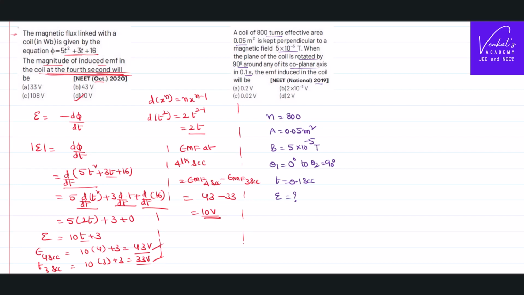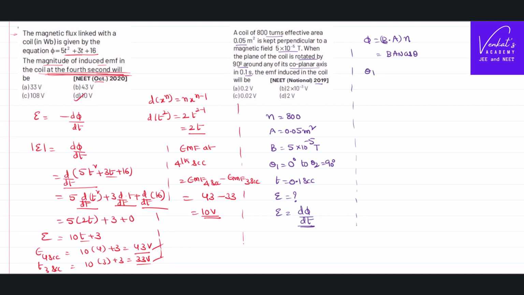The formula is the same. Induced EMF magnitude is d phi by dt. This time is anyway given for you, 0.1 seconds. In that time, how much d phi changes, we have to find out. Yeah, let's try to find out. We know phi is B dot A for one turn, and for n number of turns, into n. That is BAN cos theta.